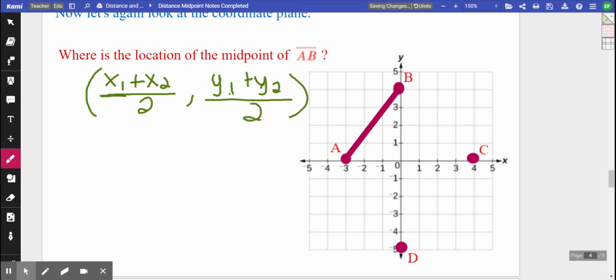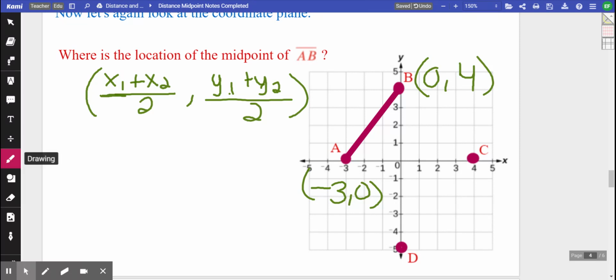So for us, if we're looking at AB, A is located at -3, 0. B is located at 0, 4. We know from before that we can go ahead and label our points, so we can call this one x1 and y1. It does not make a difference which one you label as the first coordinate and which one you label as the second coordinate. Then let's plug into the formula.